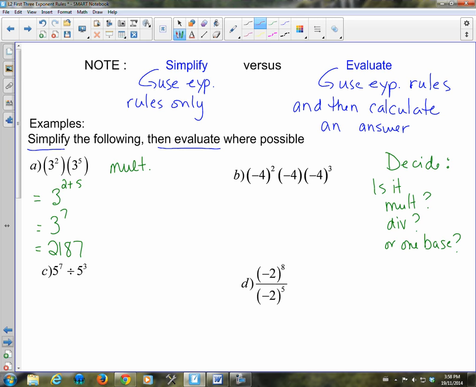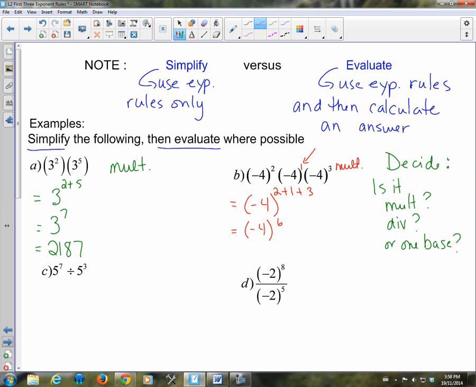So I look at question B, similar to A. All those brackets means that I am multiplying. So if it's a multiplication question, I'm going to use the multiplication rule. The multiplication rule says I keep the base of -4 and I add my exponents together. So I have an exponent of 2. I also have an exponent of 1 that we're too lazy to write down in math. If there's a base and there's no number written with it, we assume there's an exponent of 1 because there's one base there. And then don't forget to add the last exponent, 3. So 2 plus 1 plus 3. So I have -4 to the exponent 6.